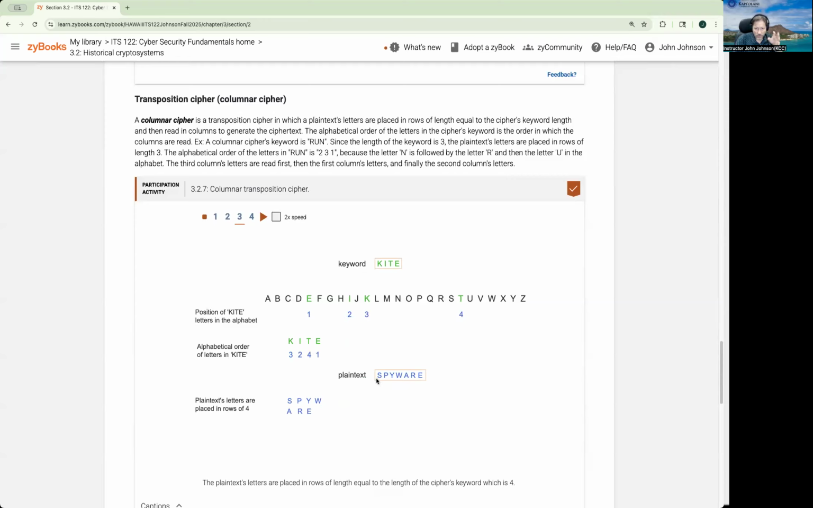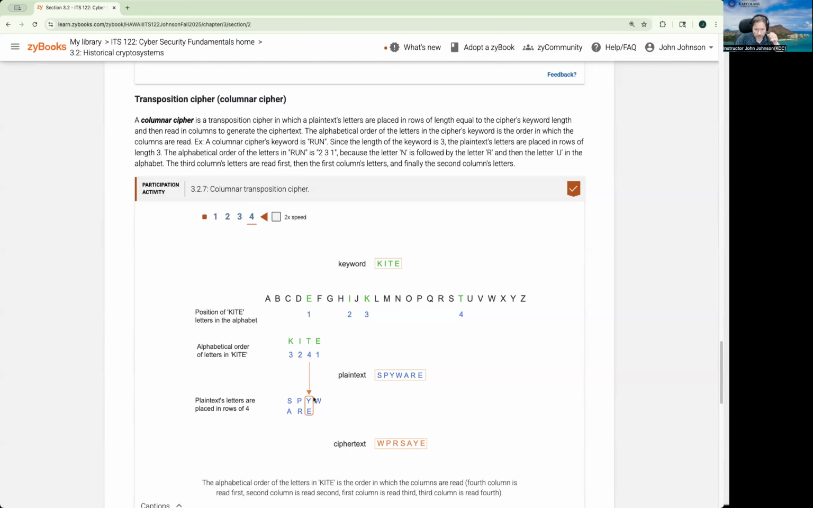Now, in order to actually scramble this, we're going to follow the order that they had up here. The alphabetical order of the letters in KITE is the order in which the columns are going to be read. So we start with the last one here. That's going to give us the W. Then, after we've done that one, we're going to take the second row here. That's going to give us the P and the R. Notice that we go from the W because the W is the one that came first there.